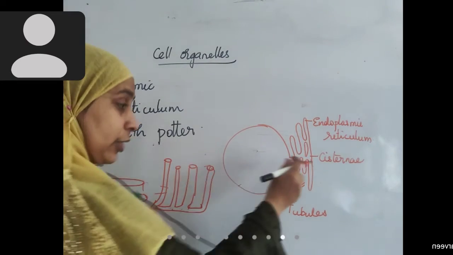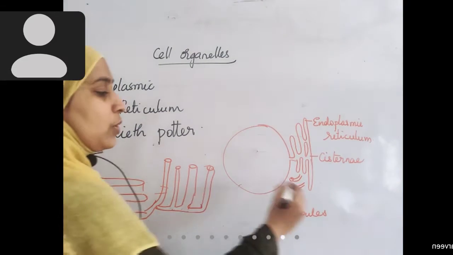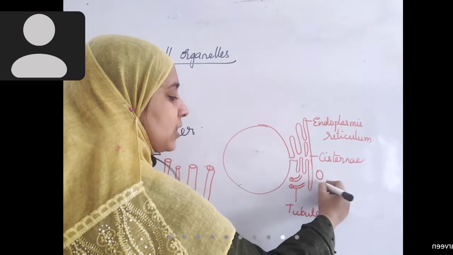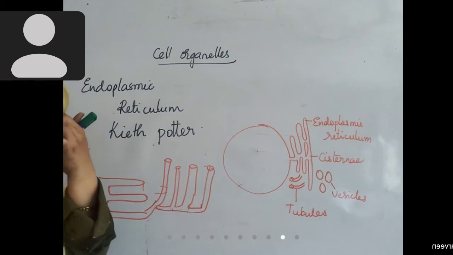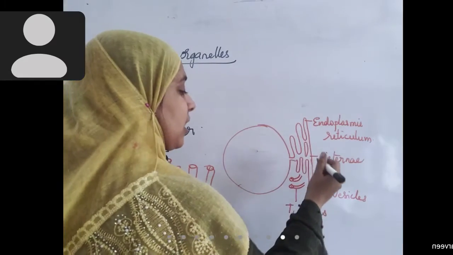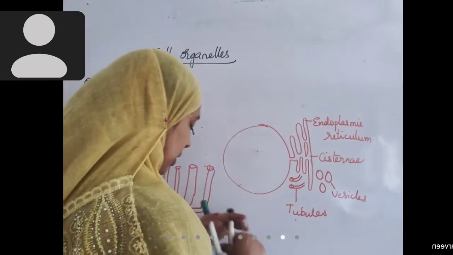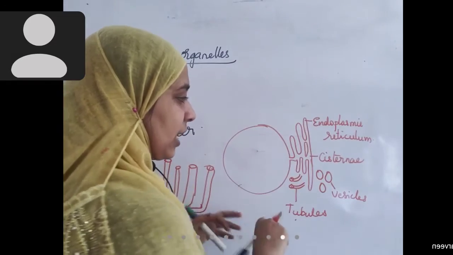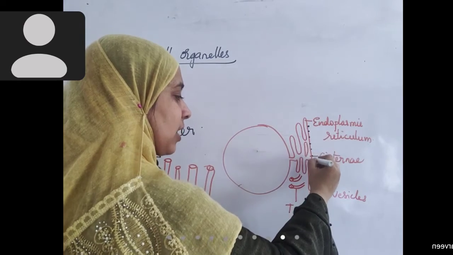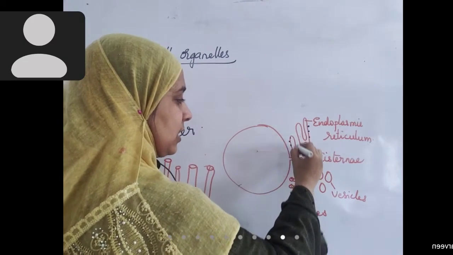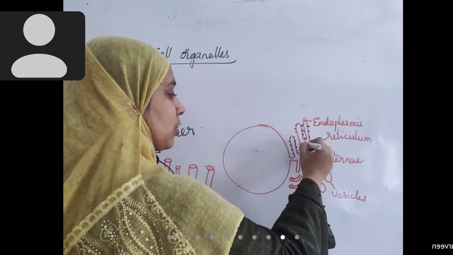Structurally, there are sheet-like structures called cisternae, tube-like structures called tubules, and sometimes they form small pouches like this, called vesicles. The cisternae, tubules and vesicles are the structural components of the endoplasmic reticulum. The cisternae have small ribosomes studded on them. You cannot see these studded ribosomes on vesicles or tubules. Only on cisternae they are found.